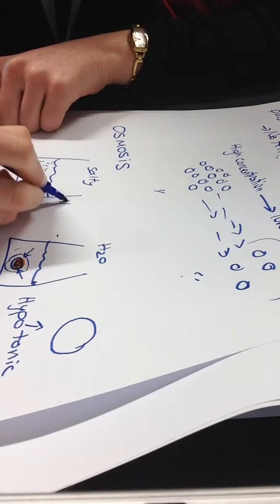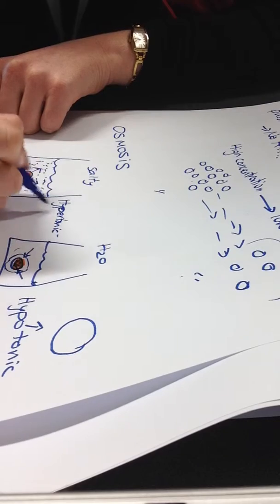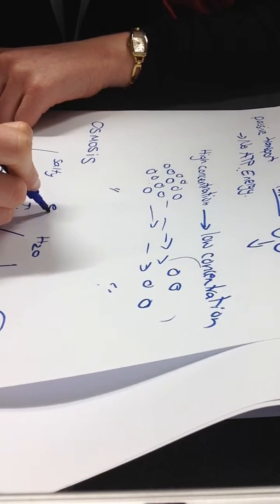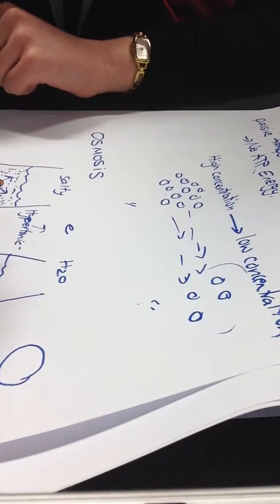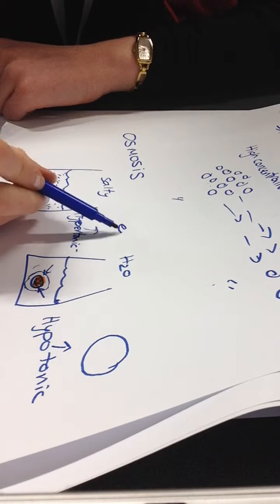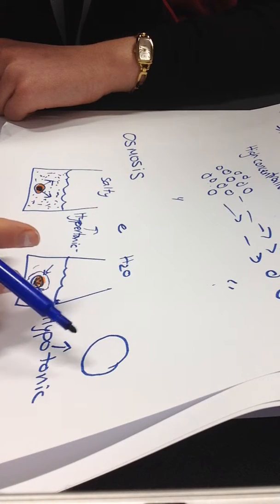Now we call this a hypertonic solution, and remember how I told you guys, the E to me looks like it's all shriveled. It's a shriveled E. So that's how I remember it: hypertonic with a little shriveled E, and hypotonic with a big round O.